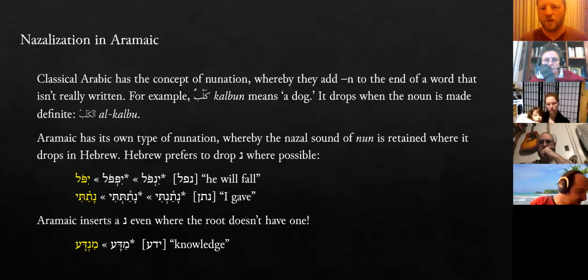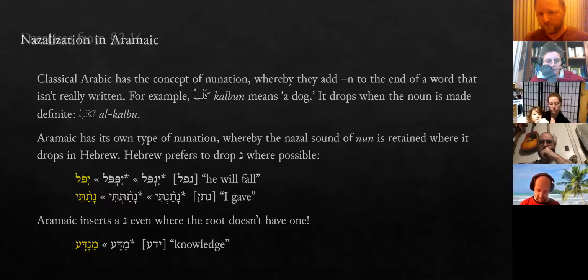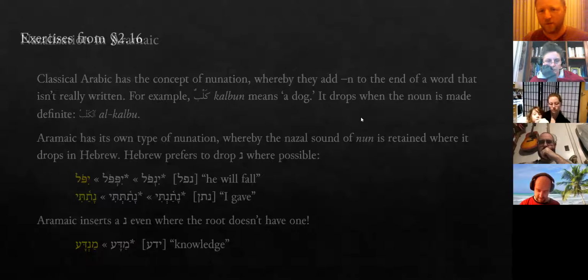Yipol, he will fall. Natan, when you add the T subformative, I, natanti, the nun assimilates, it becomes natati, I gave. In Aramaic, we're going to see that that nun likes to stay where it is and not drop out. The example in the chapter is the word madda in Hebrew, that is manda in Aramaic, and it means knowledge. In modern Hebrew, it means science, which also comes from the idea of knowledge. Manda.